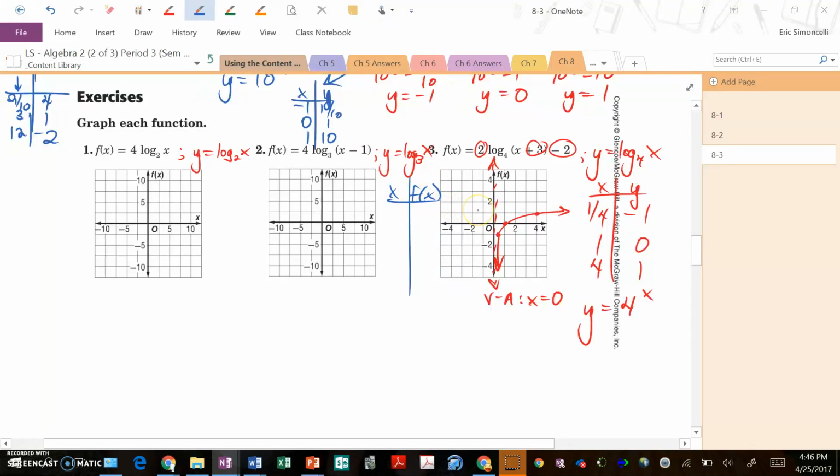So x and f of x. We'll start with the x plus 3. That plus 3 entails us shifting it left 3, but from 1/4. So we'll do 1/4 minus 3. We'll do then 1 minus 3, and then 4 minus 3.